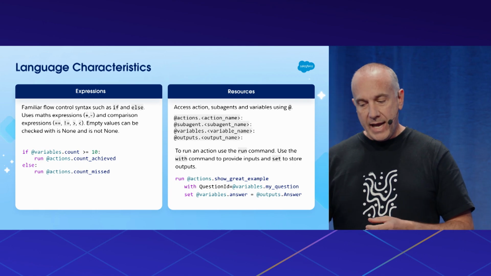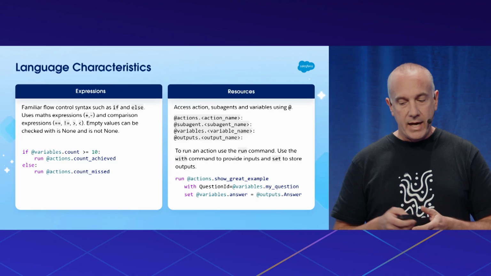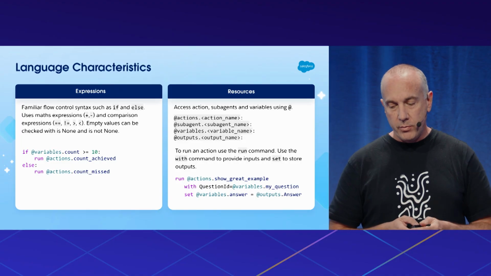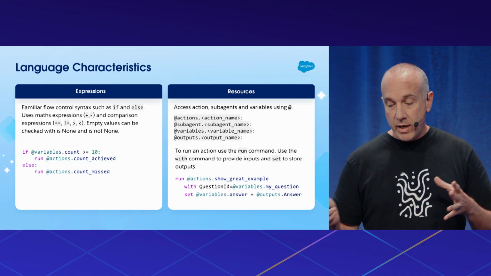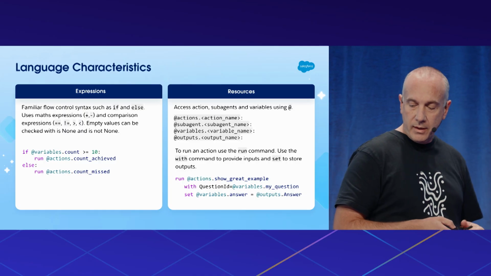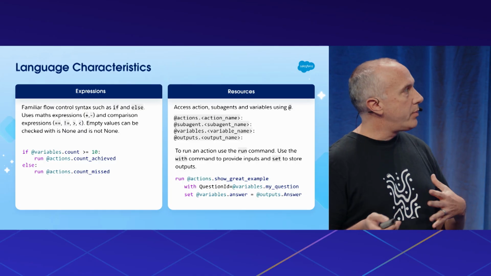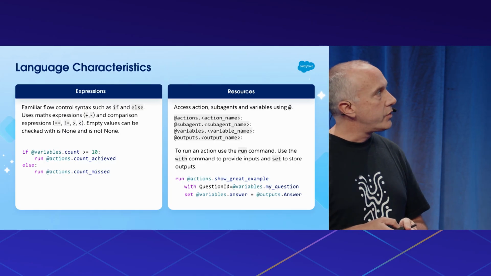So here I could just say @actions and then specify an action name. And the same applies to sub-agents, variables, and outputs. To run an action, use the run command. Use the command, and you can even provide inputs, and you can use set to store outputs.